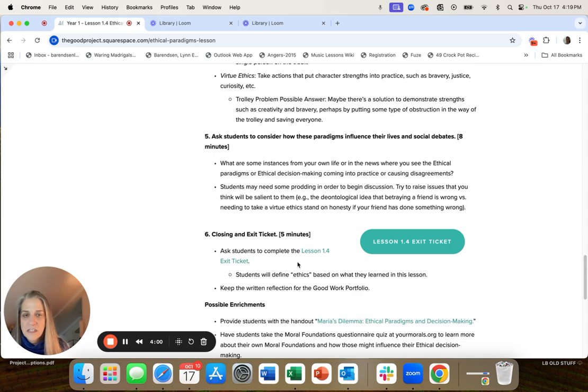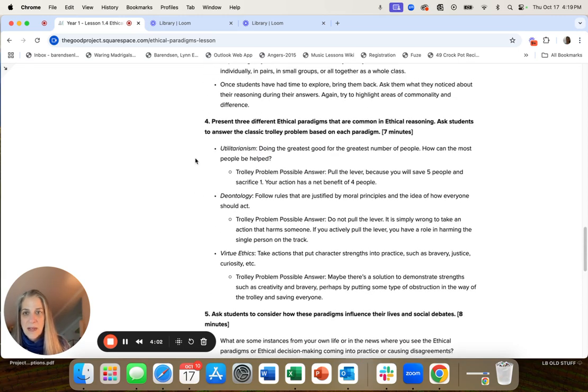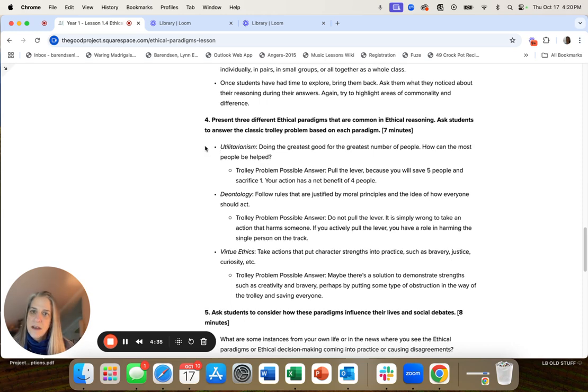So again, just to go over the things that were happening when my dog was barking, my apologies, think about these 3 different ethical paradigms: utilitarianism, which is the greatest good for the greatest number of people; deontology, which are rules that are justified by moral principles; and then finally, virtue ethics, which is what we probably come closest to in the Good Project, thinking about actions that put character strengths into practice, such as bravery, justice, curiosity, etc. So these are some paradigms that are helpful in unpacking ethical reasoning.